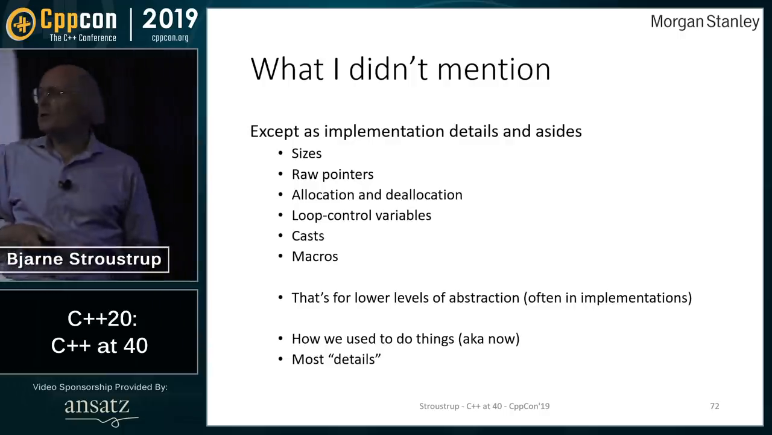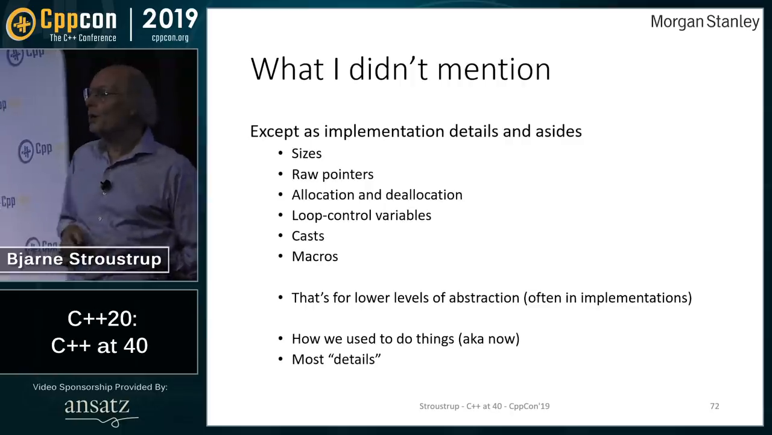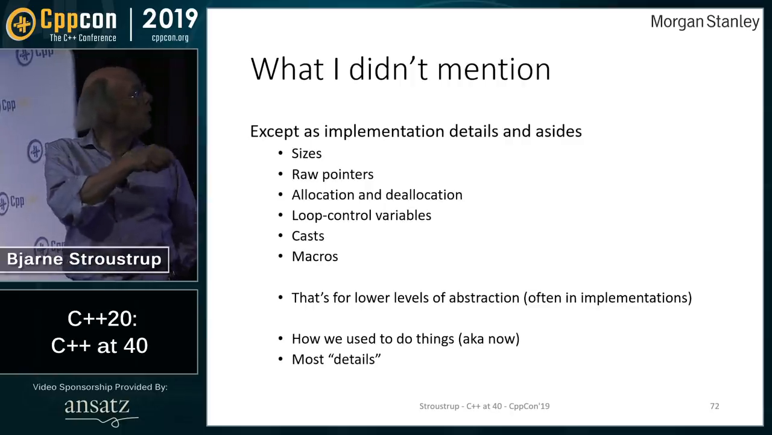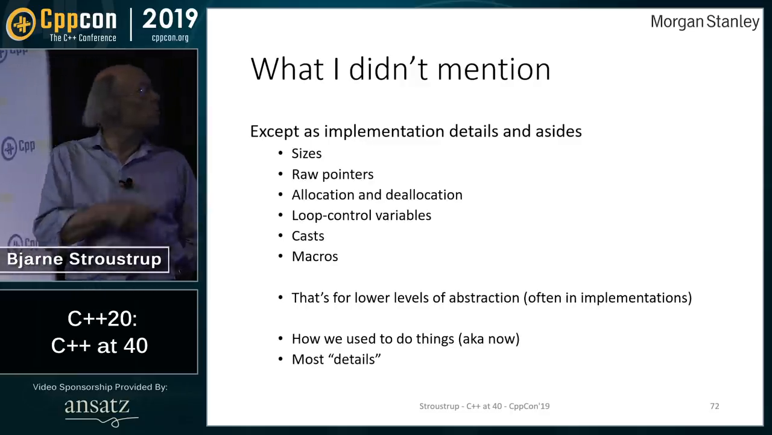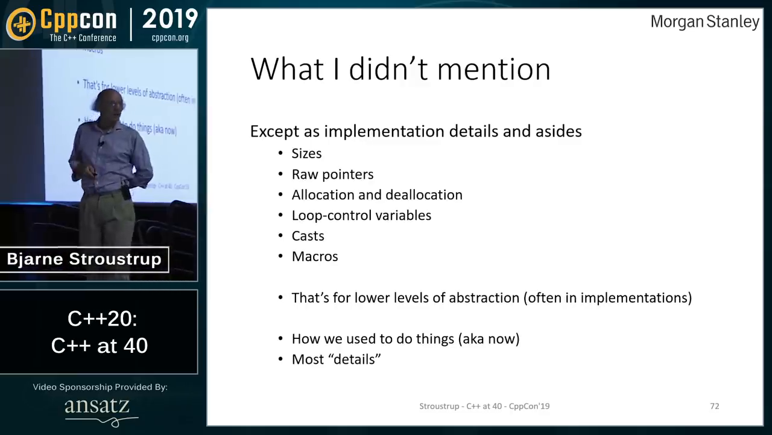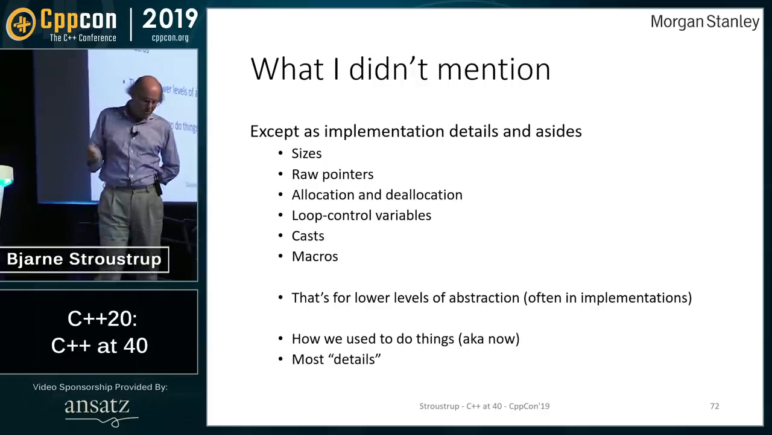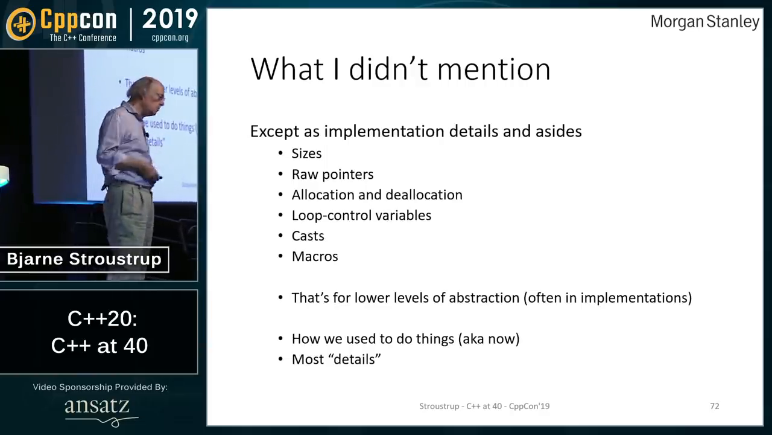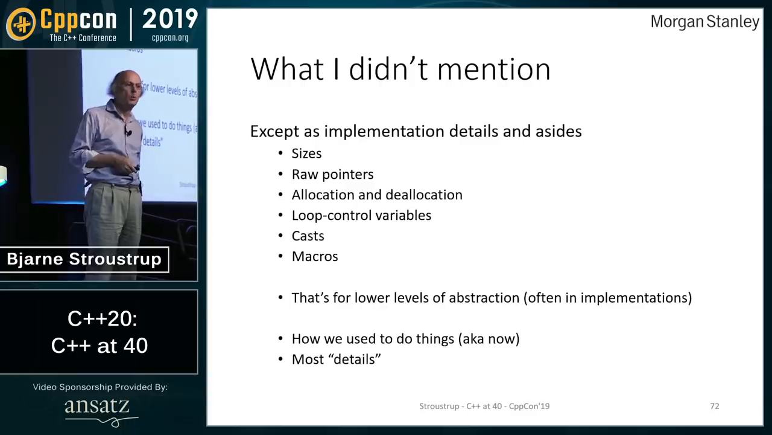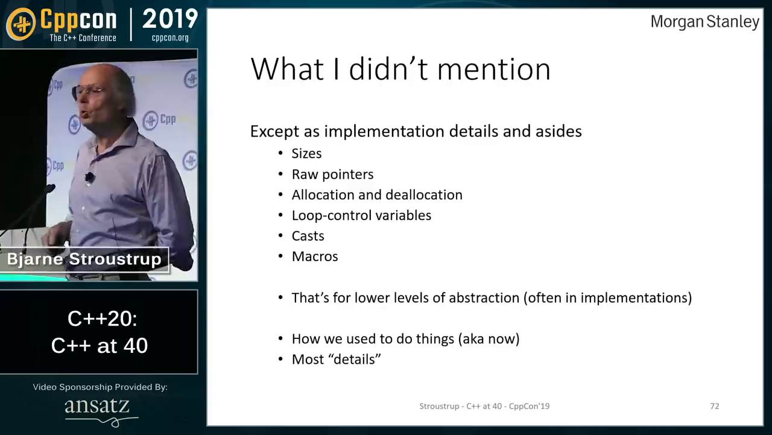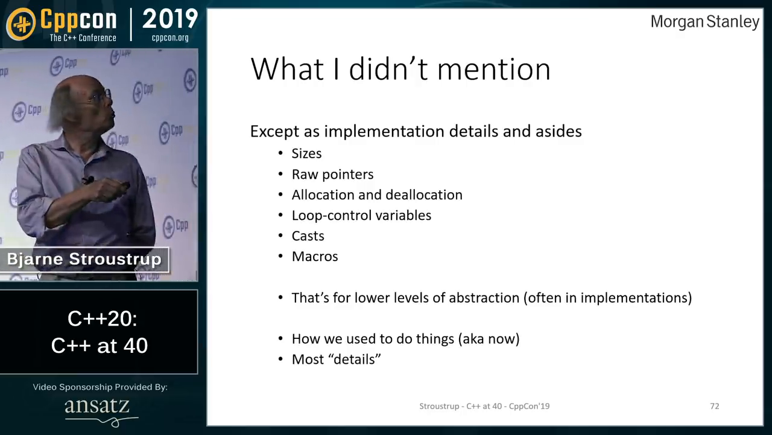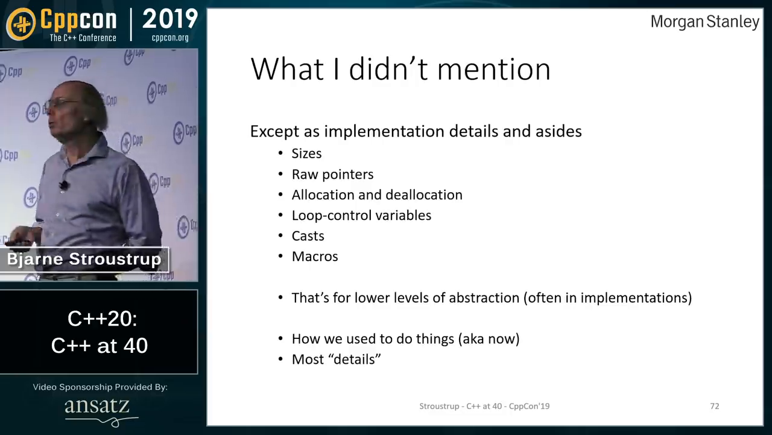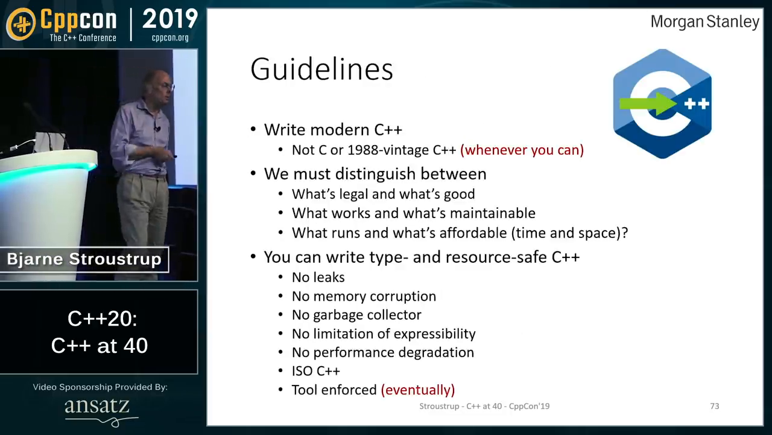So, except for implementation details and asides, I did not mention all of these things. Sizes, raw pointers, allocations, deallocations, loop control, costs, macros, resource overflows, all of this kind of good stuff that people talk about. You can talk about C++ without going there. Don't go to that level unless you have to. And we can do most of the things that we are using as an implementation at that level.